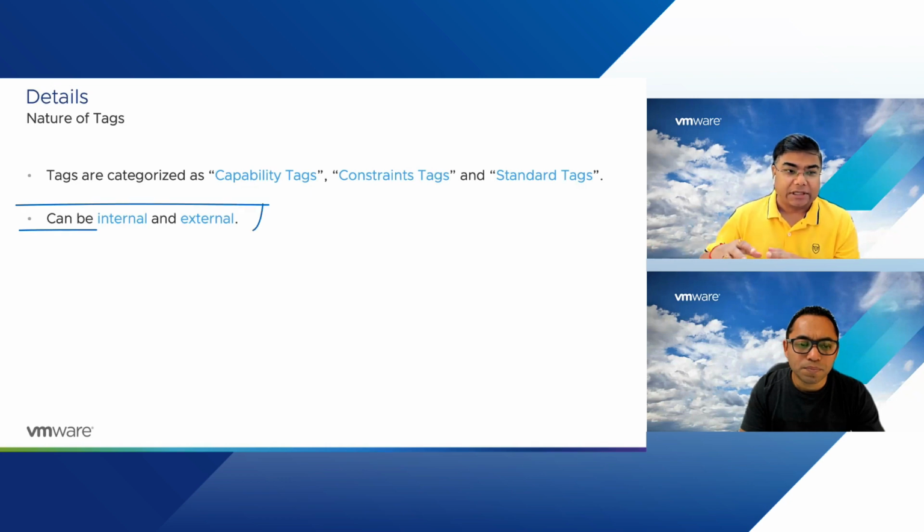But then these tags can be internal and external. External means any tags which are external to Aria Automation, and you can discover tags from other environments. Those are external tags. And the tags that you define within Aria Automation are the internal tags.